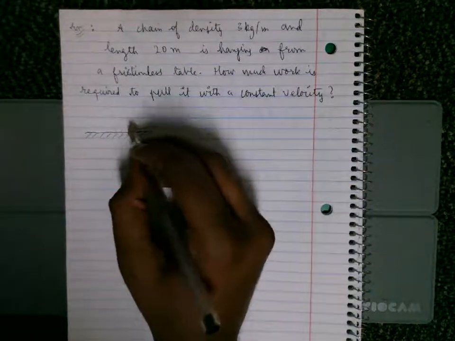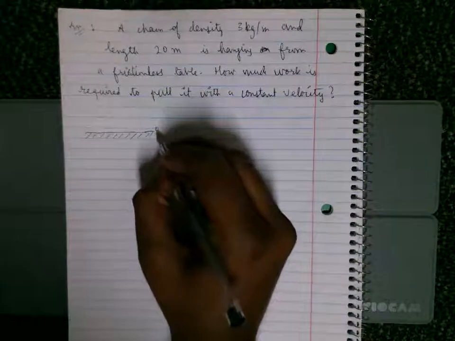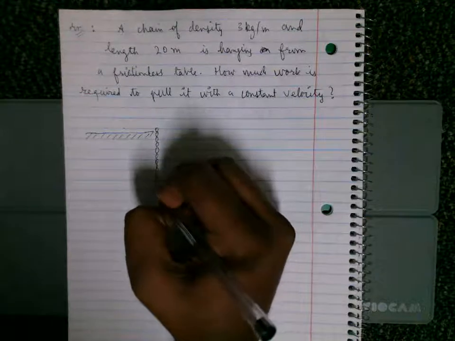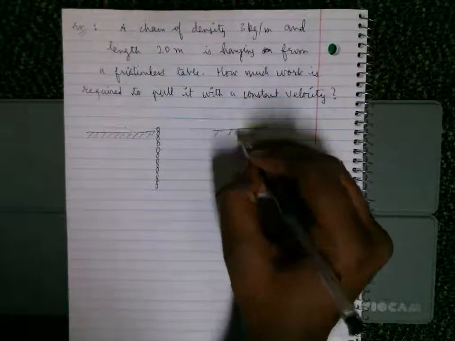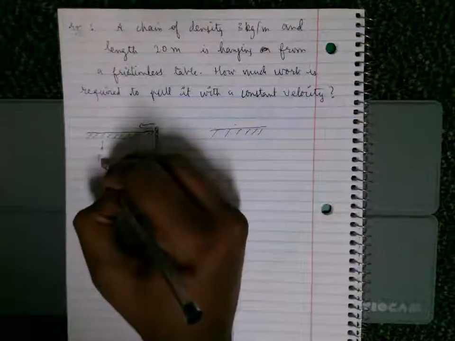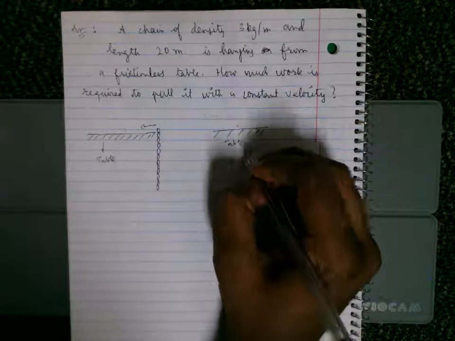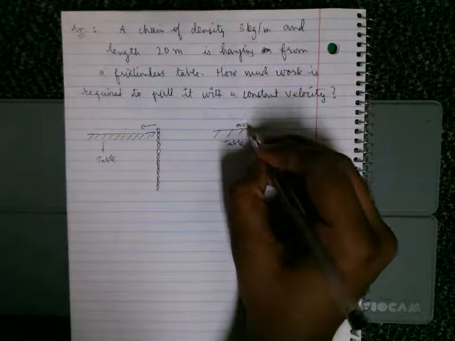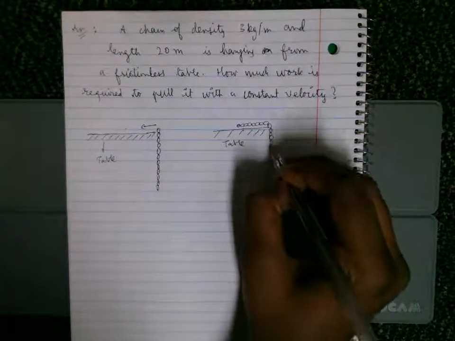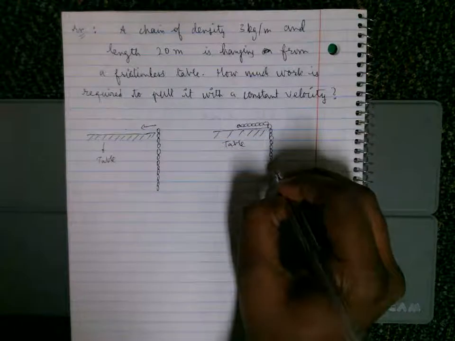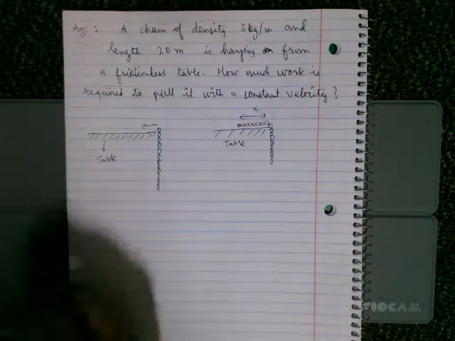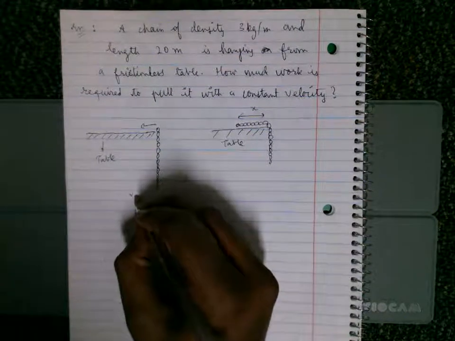All right, let's look at this chain, which is like this initially, and we are going to pull this on the table. So this is our table, and let's say we have pulled a length of x. So where exactly does variable force come from?